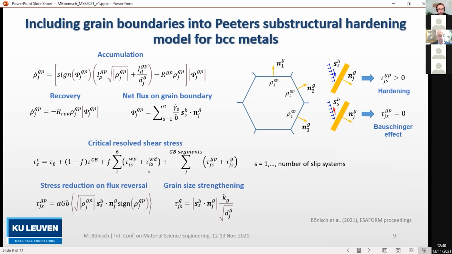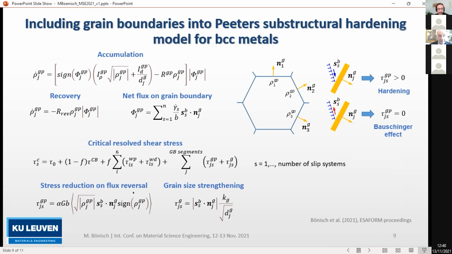Then we have a contribution from the cell block boundaries and from pileups at cell block boundaries. And newly, we now also have an expression for grain boundaries. The grain boundaries themselves give rise to a strength increase, and then also the pileups that form at the grain boundaries.